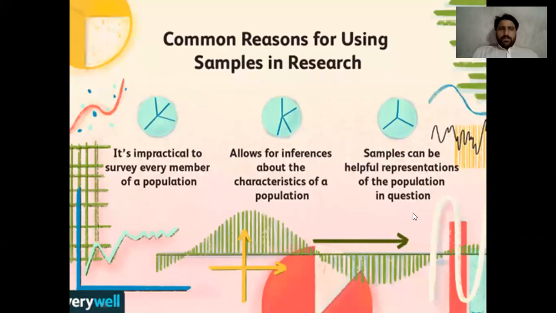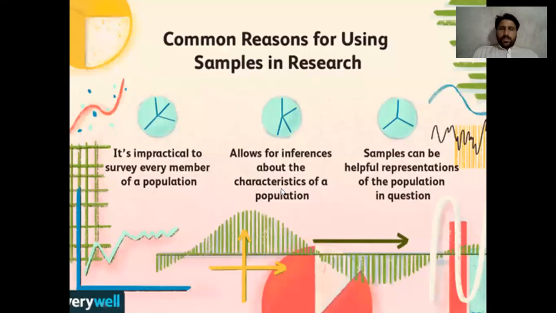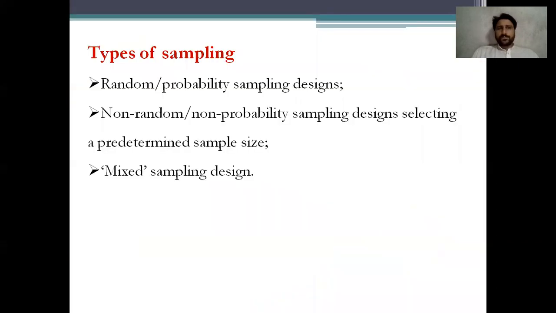A common reason for using samples in research is that it is almost impossible and impractical to survey every member of a population, and therefore you select a sample from the target population. It allows for inferences about the characteristics of the population in general, and the samples which you have taken are also helpful in representing the population in question or under study.